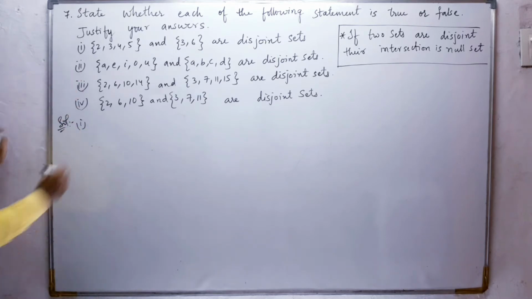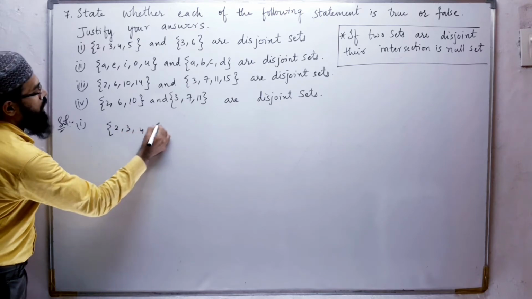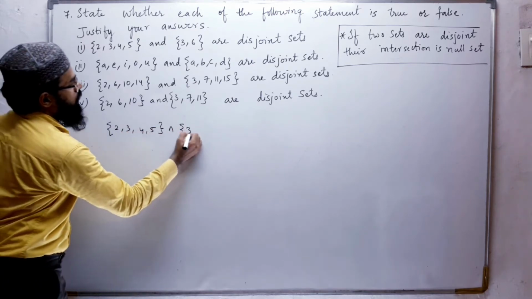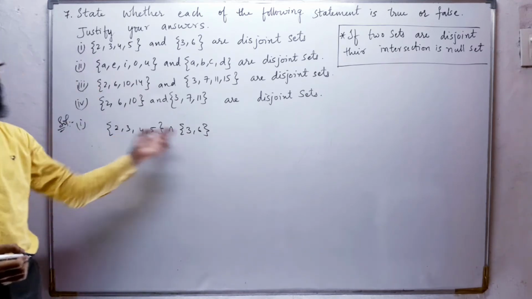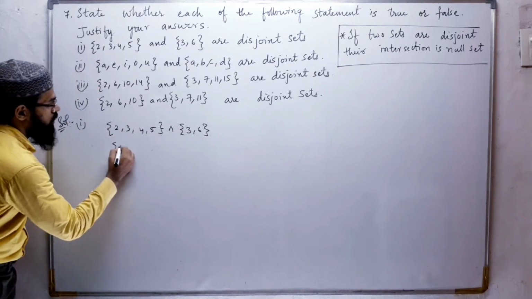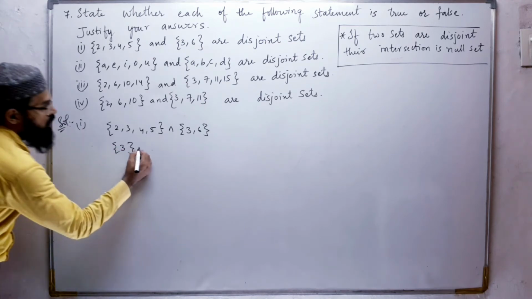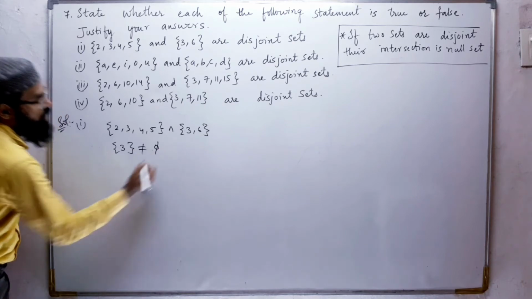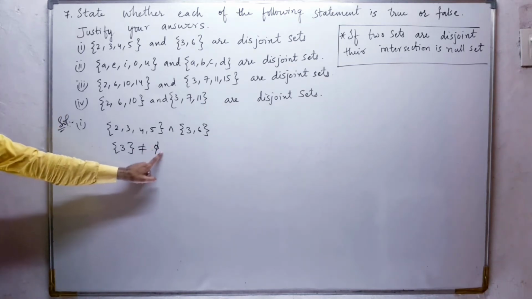So what is given? {2, 3, 4, 5} intersection {3, 6}. Intersection means the common element between these two sets. So 3 is common. That means it is not empty. So it is not a null set. This is the symbol of the null set. So it is not a null set.